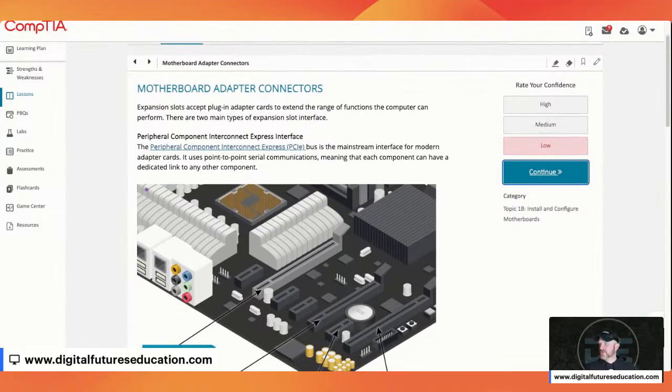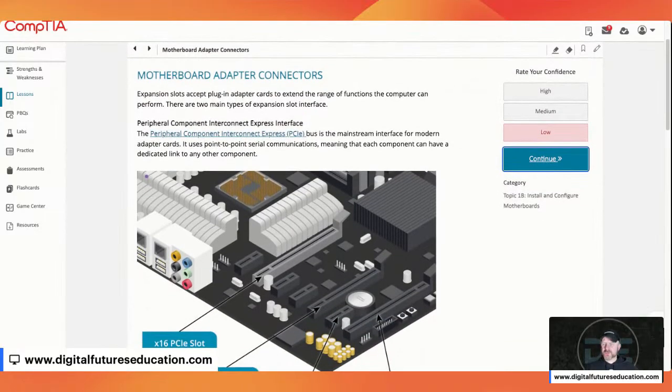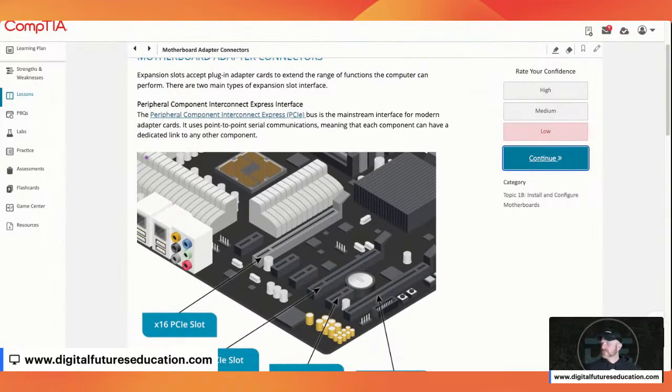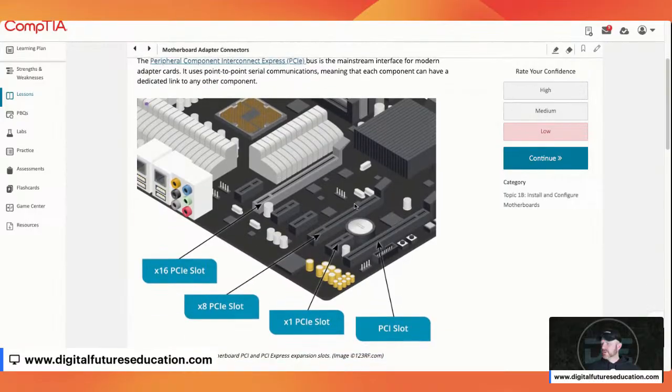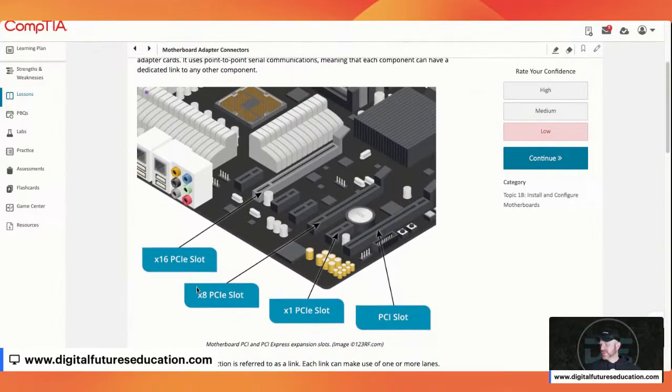So here we get into motherboard adapter connectors. The Peripheral Component Interconnect Express interface, the PCIe bus, is the mainstream interface for modern adapter cards. It uses point-to-point serial communications, meaning that each component can have a dedicated link to any other component. So here we have the x16 PCIe slot, the x8 PCIe slot, the x1 PCIe slot, and the regular PCIe slot.